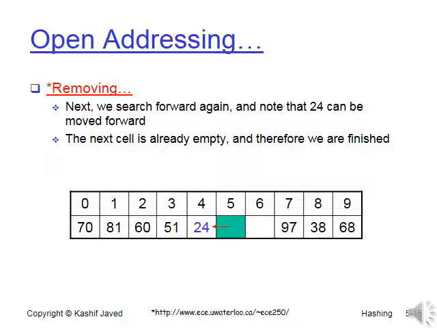Next, we search forward again, moving only those elements which would not be moved to a location before their bin starts. And note that 24 can be moved forward since 24 checked bin 4 and then bin 5 where it was inserted. Thus, we can pick 24 from bin 5 and drop it in bin 4. The next cell, which is bin 6, is already empty, and therefore we are finished.